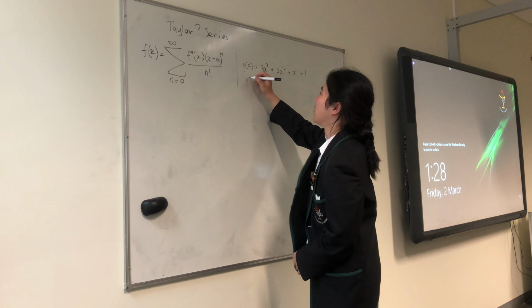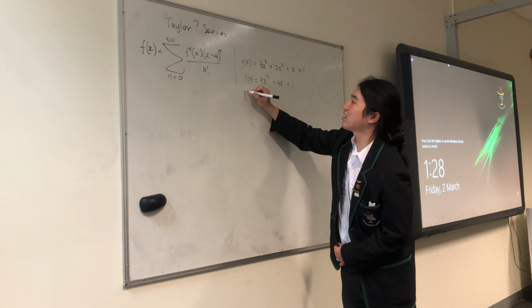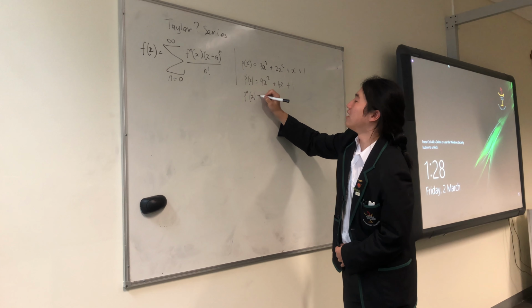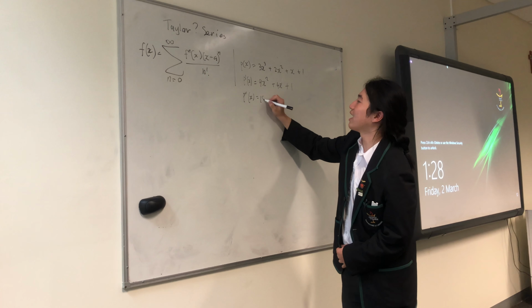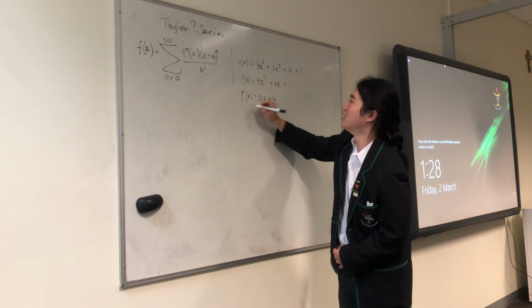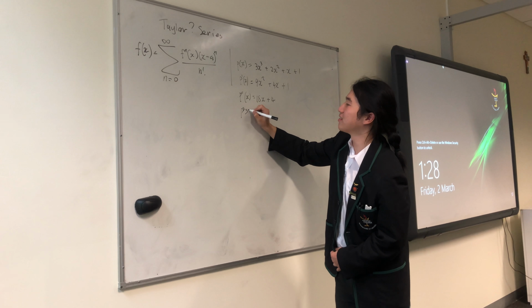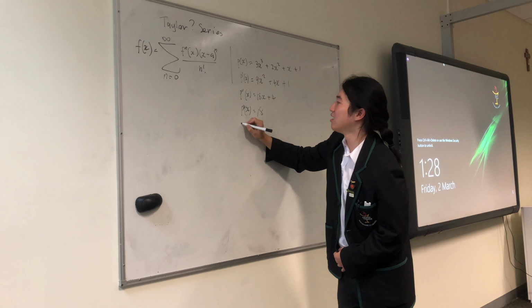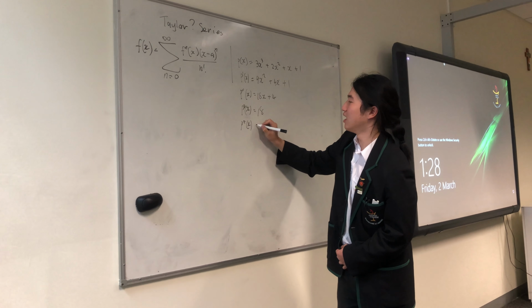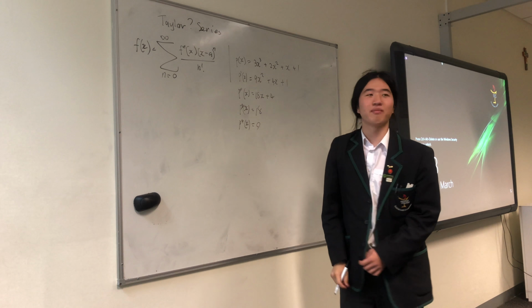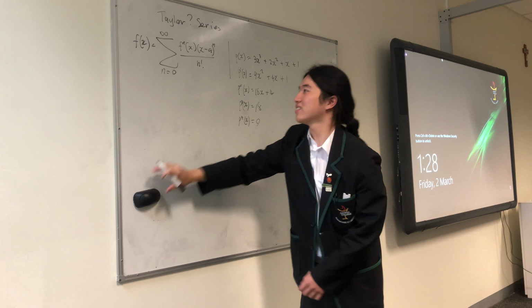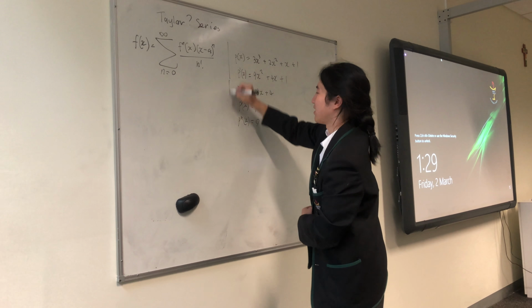So the first derivative will be 9x squared plus 4x plus 1. The second derivative is, oh wait, 18x plus 4. And then the third derivative will be 18. The fourth derivative is 0. So now using the Taylor series, damn, I've run out of space, I need another whiteboard.